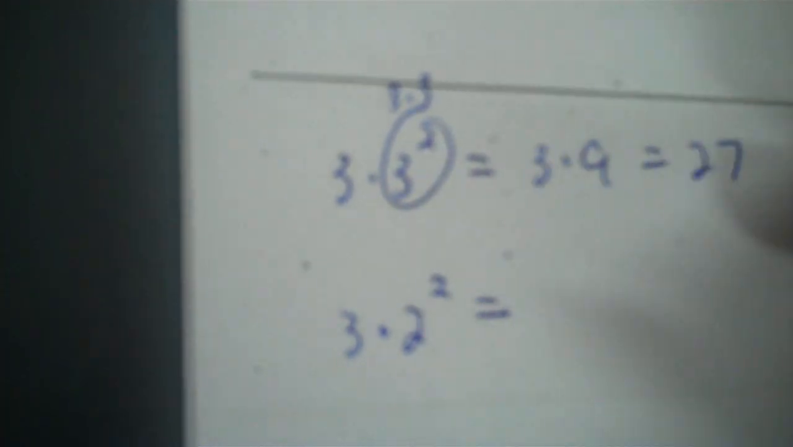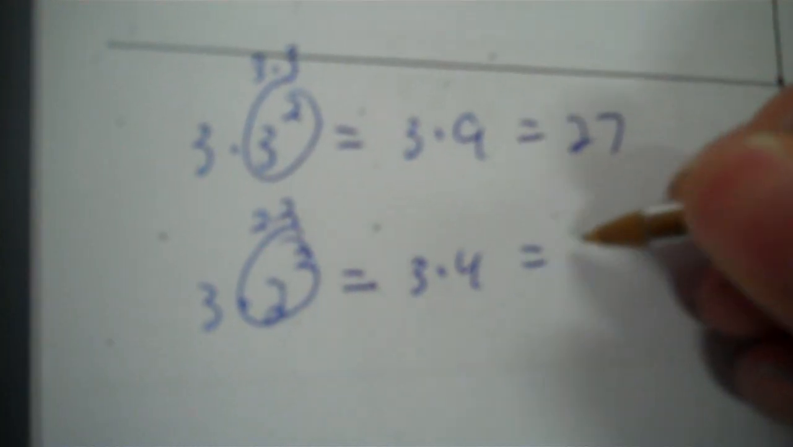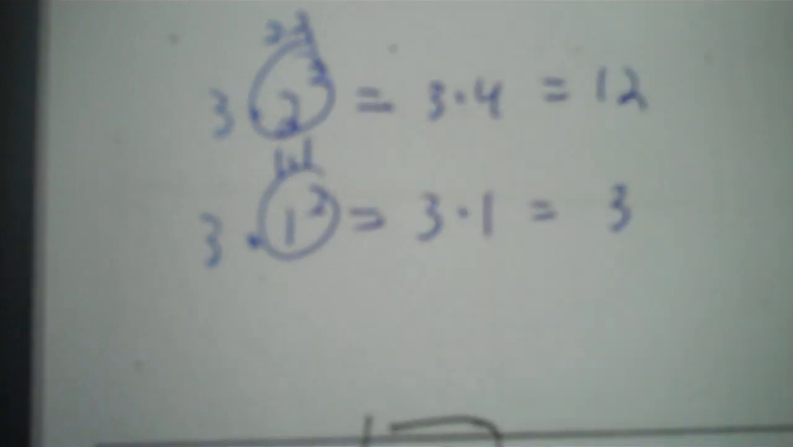Now if I put 2 in for the x, now it's 3 times 2 to the second power. 2 to the second power is 2 times 2, that's 4. So we have 3 times 4, and that's 12. Okay, now I'll put 1 in. 3 times 1 to the second power. So 1 to the second power is 1 times 1, which is 1. 3 times 1 equals 3.